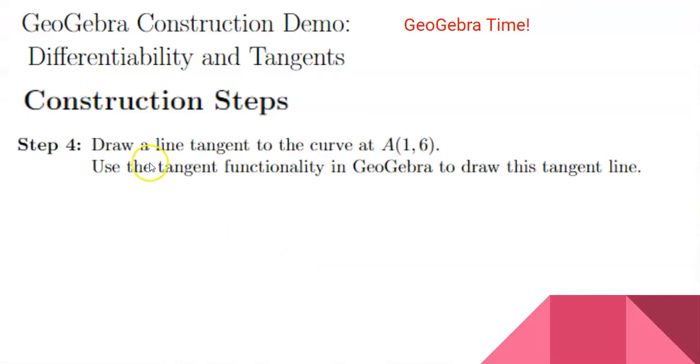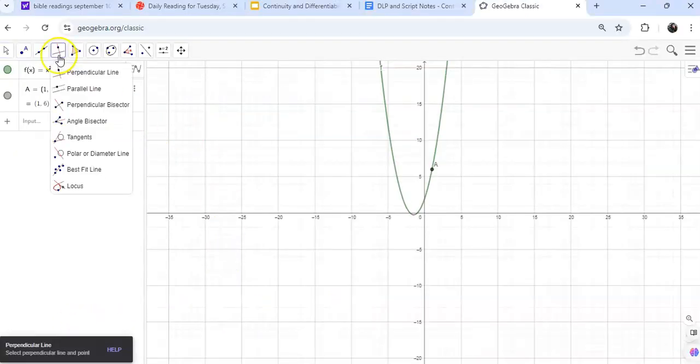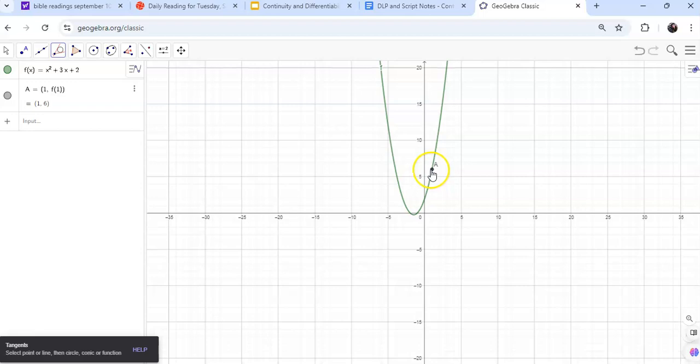Step number 4, draw a line tangent to the curve at A. Use the tangent functionality in GeoGebra to draw this tangent line. Let's click here, and then tangent, then click point A, and then the curve.